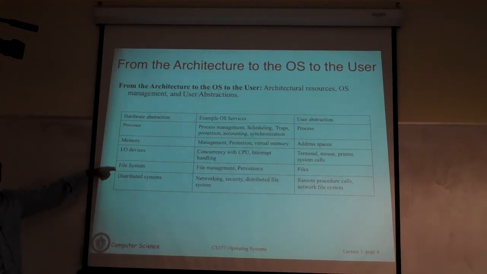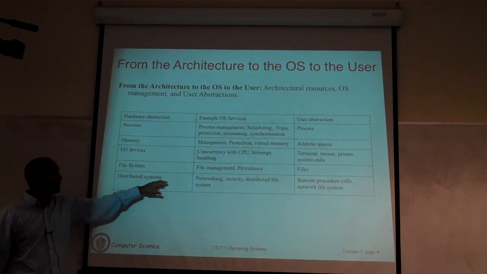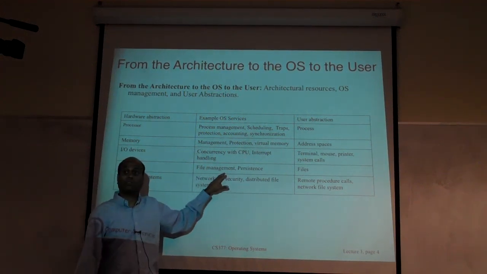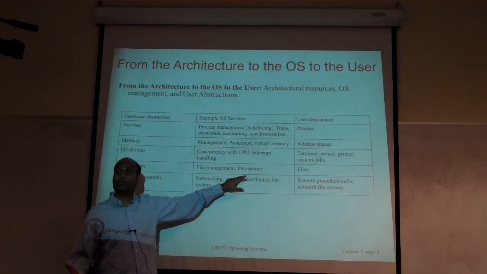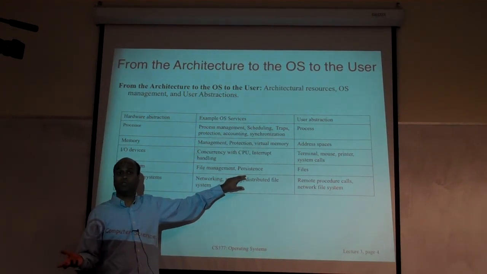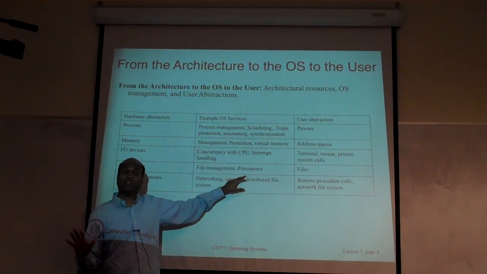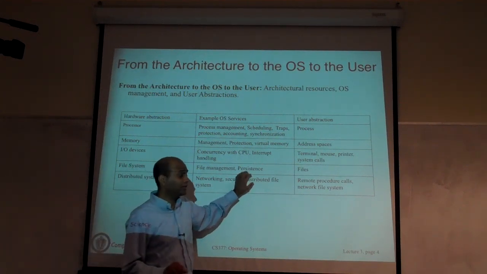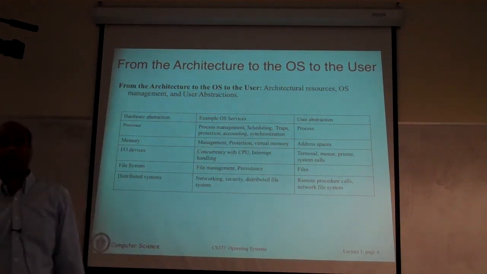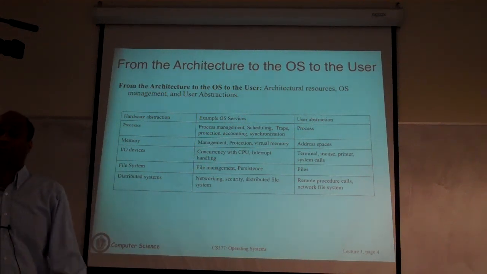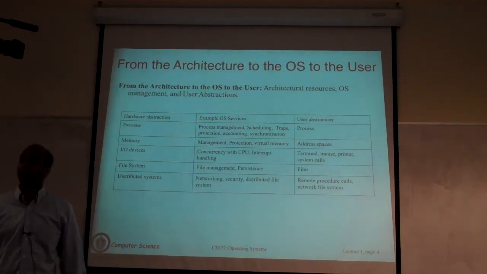Same thing with file system. So the hardware abstraction here is actually both disks and the file system. The OS service is the file management interfaces that are provided. The fact that data is going to be persistent, which means if you reboot your machine, your files stay. Whatever is in memory goes away, but what is on disk stays there. And here the abstractions you see are files and directories. This is how you organize your data on the machine.